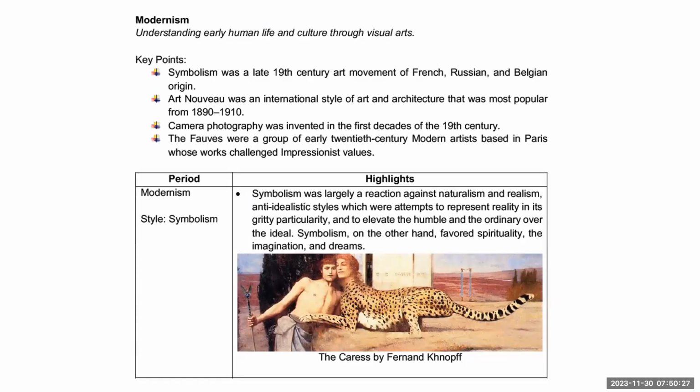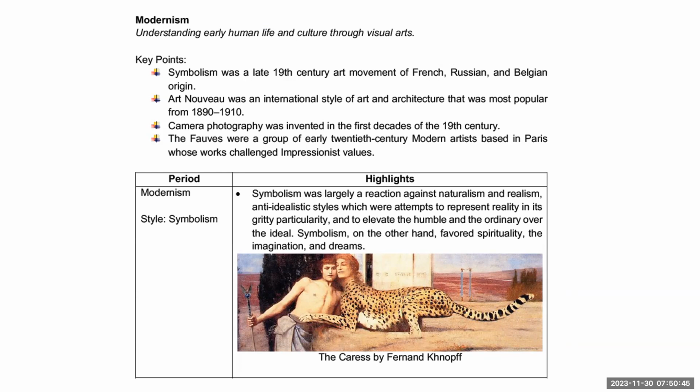Now let's talk about modernism, still on the understanding of early human life and culture through visual arts. Modernism uses symbolism, a late 19th century art movement of French, Russian, and Belgian origin.